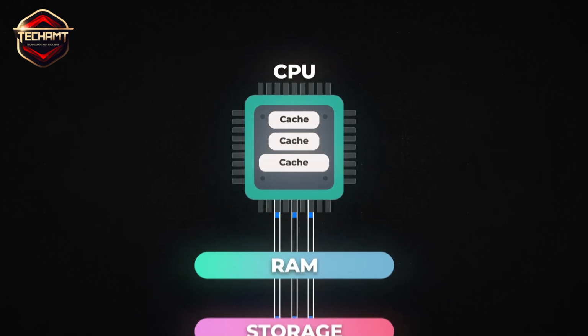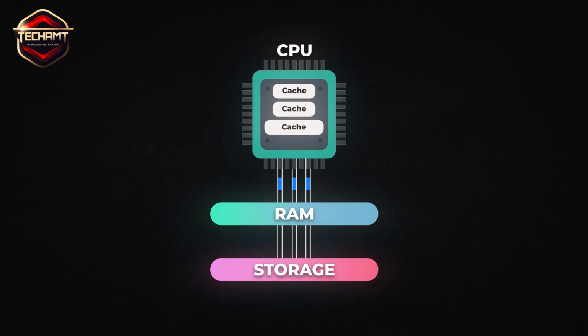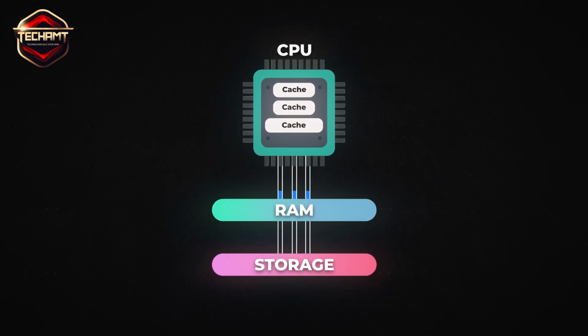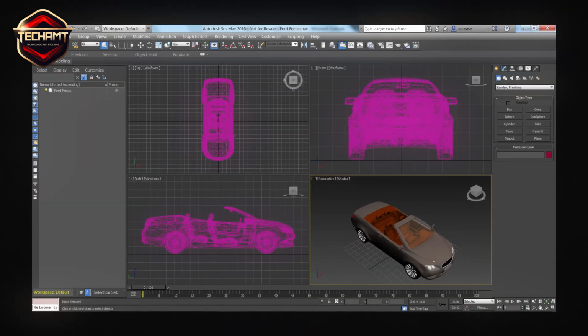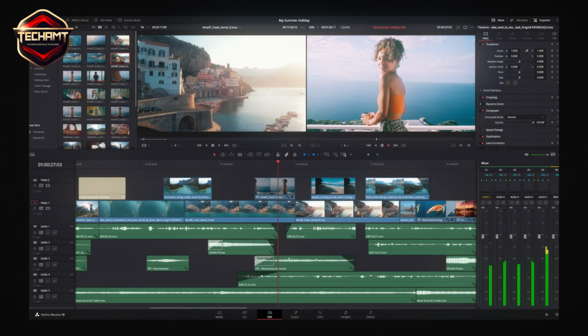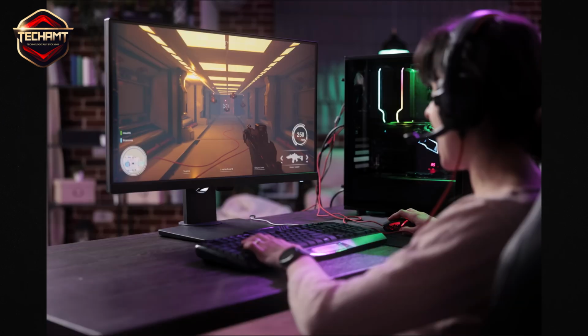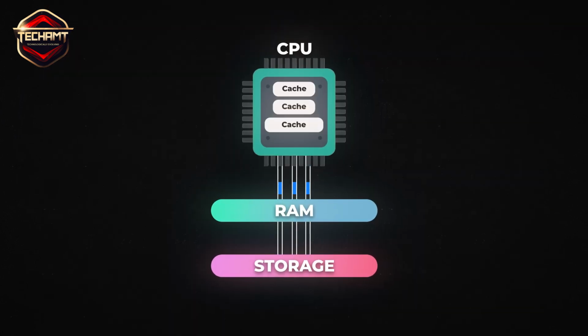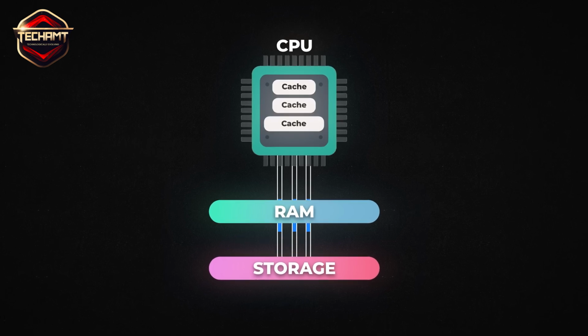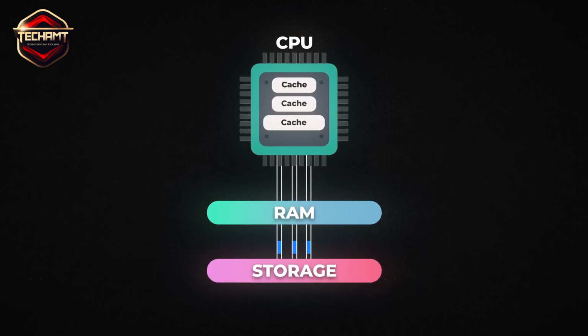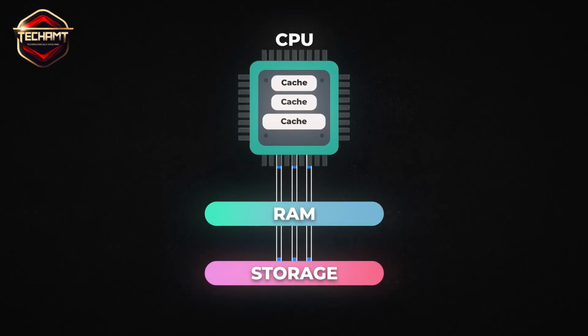Cache is particularly important in use cases where your CPU processes a large amount of data, such as 3D modeling, high-resolution video editing, streaming, and AAA gaming. Cache plays a crucial role in improving the efficiency and speed of these tasks by reducing the need to access data from slower RAM, thereby enhancing overall system performance.